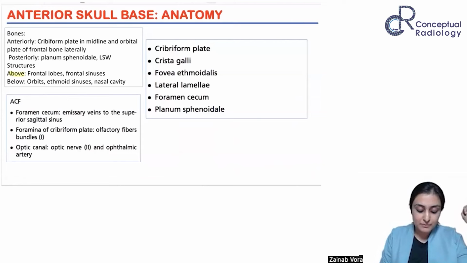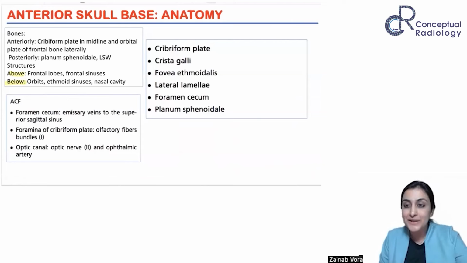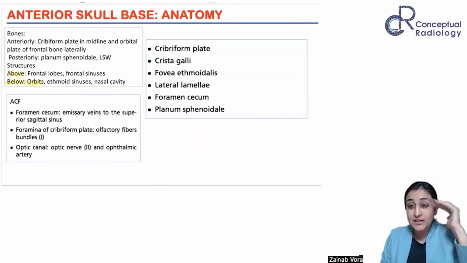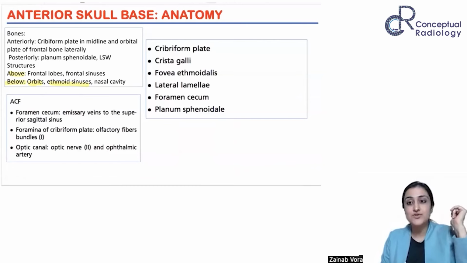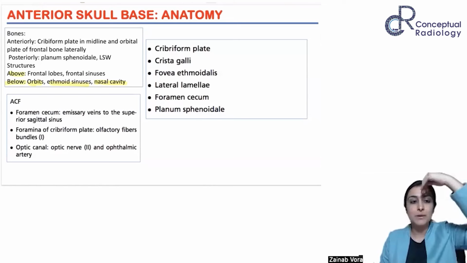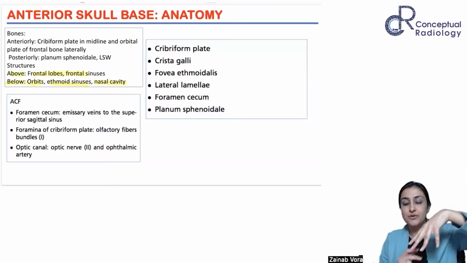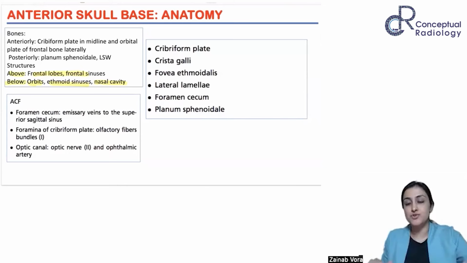Why is this important? Because this is where the masses are going to be. What are the masses coming in the anterior skull base? They are going to be orbital tumors extending, or ethmoidal sinus, paranasal sinus tumors coming up, or nasal cavity tumors, something like an esthesioneuroblastoma. So from below they come up, or from above there may be a frontal meningioma which is coming down, right? So it's either below it or above it. Just like the mediastinum, if you know what is there in the mediastinum, you can predict the pathologies. So that's why this is important.